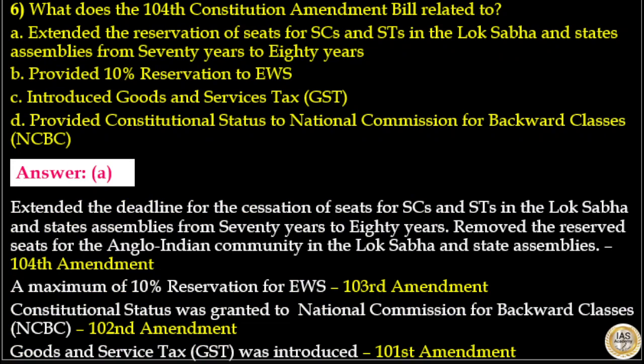104th Amendment extended the deadline for cessation of seats for SCs and STs in Lok Sabha and state assemblies from 70 years to 80 years. It also removed the reserved seats for the Anglo-Indian community in Lok Sabha and state assemblies. 103rd Amendment provided a maximum of 10% reservation for EWS. By 102nd Amendment, constitutional status was granted to NCBC. By 101st Amendment, goods and services tax was introduced. So, here the answer to this question is option A.